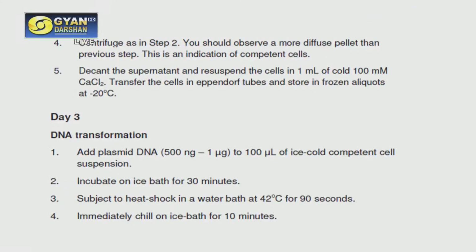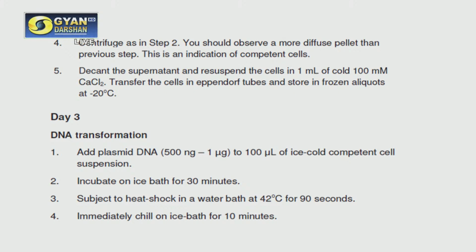And then subject it to heat shock at 42 degrees centigrade for 90 seconds. Exactly 90 seconds. Don't exceed the time. So 42 degrees centigrade and 90 seconds, these two are very important and you have to properly maintain them. So there is a heat shock. Once the heat shock is over, immediately place the tube on ice. So heat shock followed by a sudden cold treatment. You can keep it on ice for 10 minutes. Okay, so that is done.